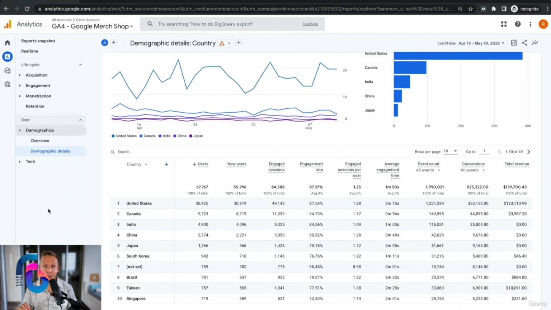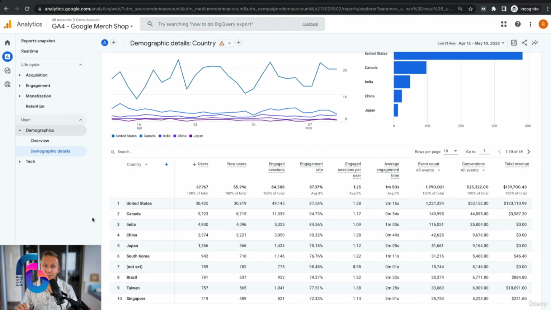So the first thing we're naturally going to look at is where the majority of our traffic is coming from. Right now we have arranged all of our traffic in order of most users. On the top by far is the United States with almost 38,500. And remember, this is per 28 days. Under there, we see Canada, India, China, Japan.